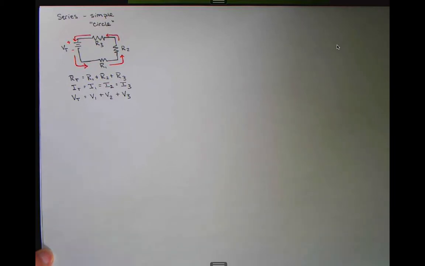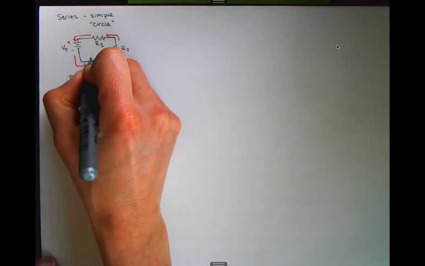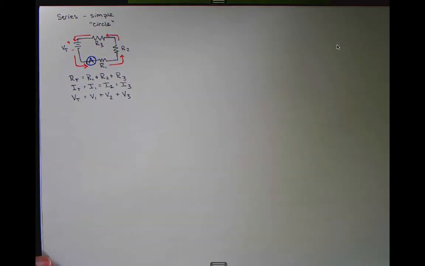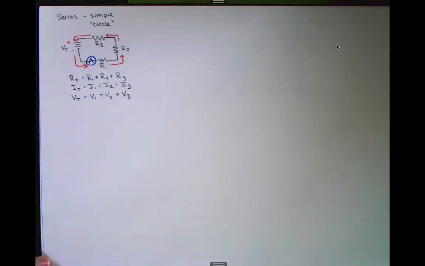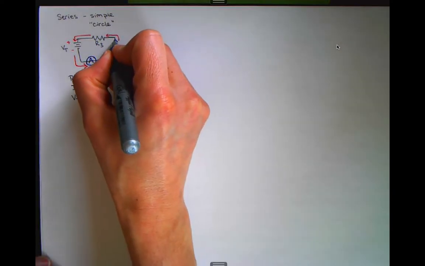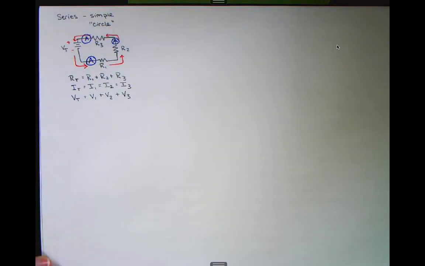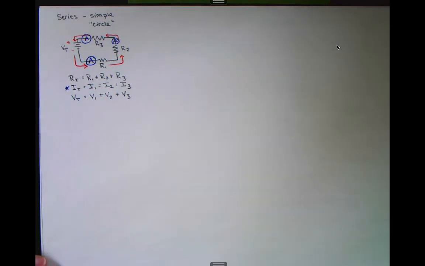Other things we can add in here are devices to measure these quantities. So we can add an ammeter. I'm going to put an ammeter here. Notice that the ammeter gets connected right in line with the resistors. So all of the current has to go through that ammeter. So the ammeter is going to read the total amount of current at that location. I could put an ammeter over here. I could put an ammeter up here. All three of those are going to read the same value because my total current doesn't change as we travel through the circuit.